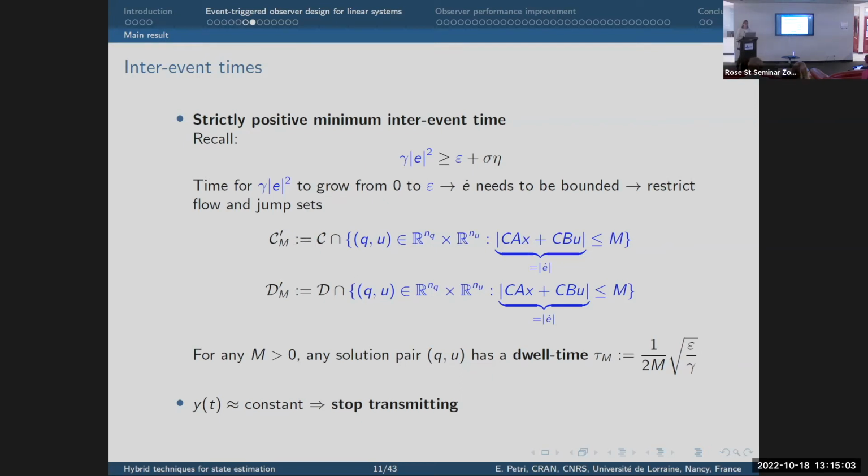Moreover, we prove that the proposed event-triggered observer allows us to stop transmitting when a new output data is not needed to perform the estimation. And this is really an advantage against time-triggered strategies that always trigger a transmission even when it's not needed. And this happens in particular when the output remains in a small neighborhood of a constant for all future times.